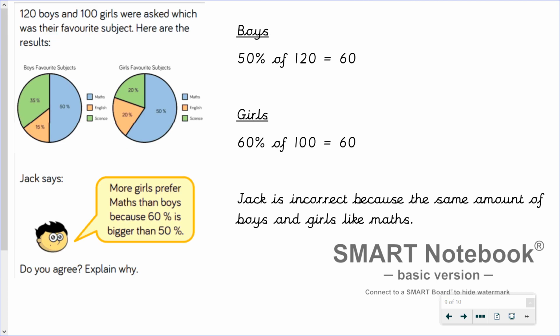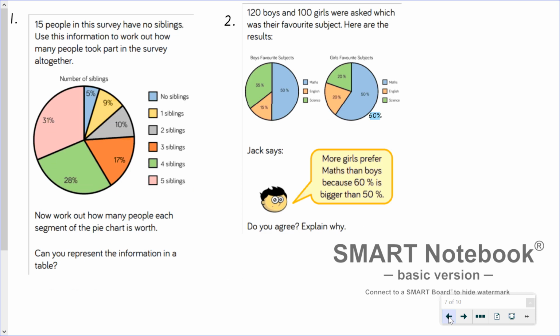The next one, 120 boys and 100 girls were asked what was their favourite subject. Here are the results. Boys' favourite subjects, 50% maths, 15% English, 35% science. Girls' favourite subjects, 50% maths, 20% English, 20% science. That shouldn't say 50, that should say 60. So let me double check that I gave you the right question.